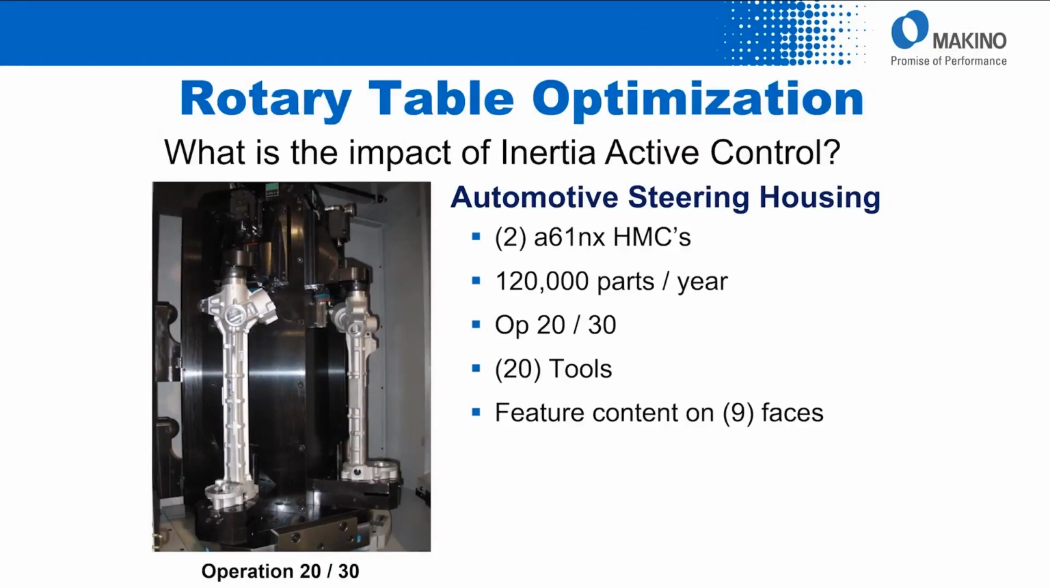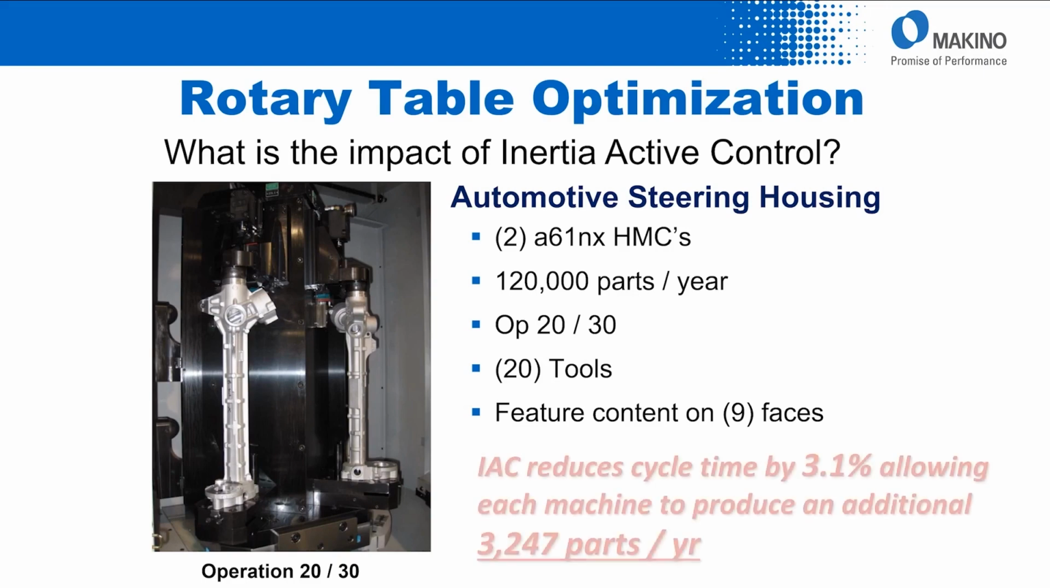This is a customer down in Kentucky. This is one of my turnkey projects that I executed. Before they had the IAC enabled, they were running a certain cycle time, and we went down and implemented it, measured the weight and inertia. Very easy to do. It's a simple cycle on the machine, and it optimized that B-axis. And they realized a savings of 3.1% reduction in their cycle time.